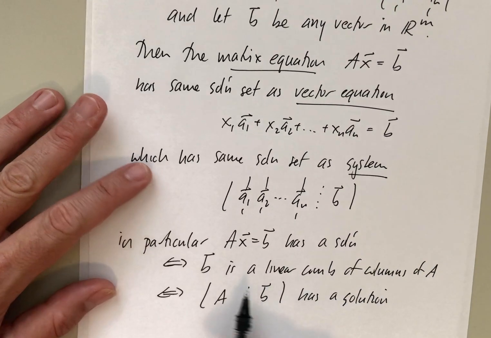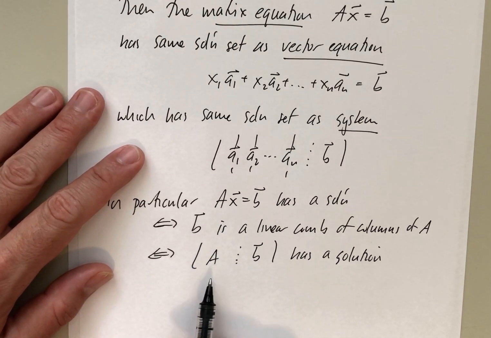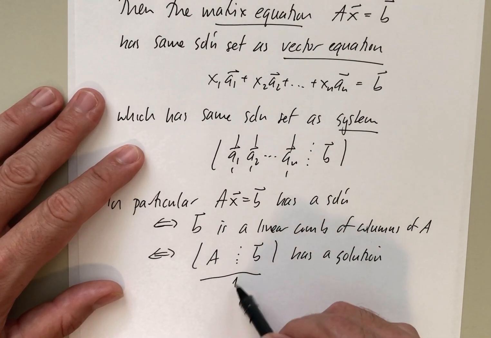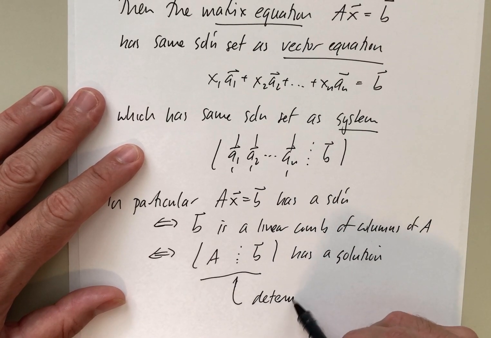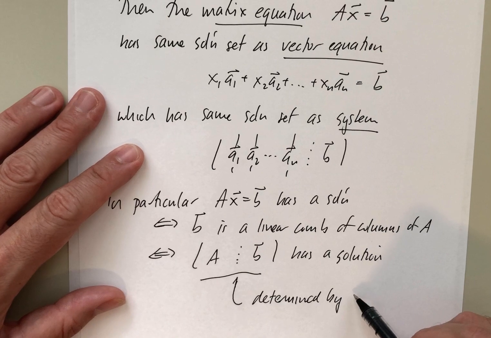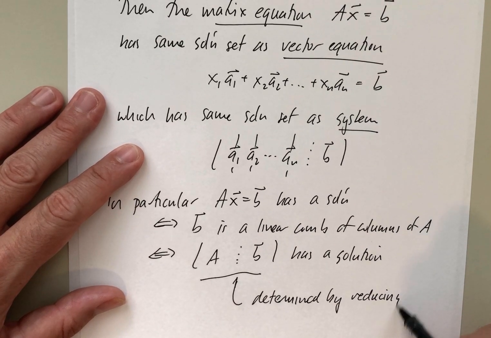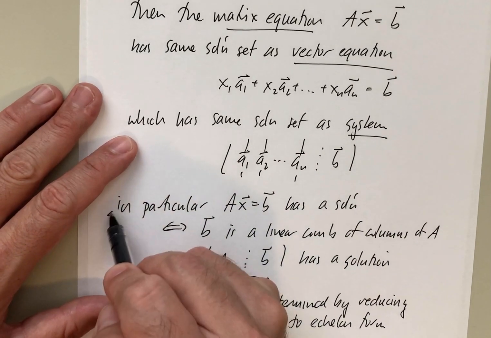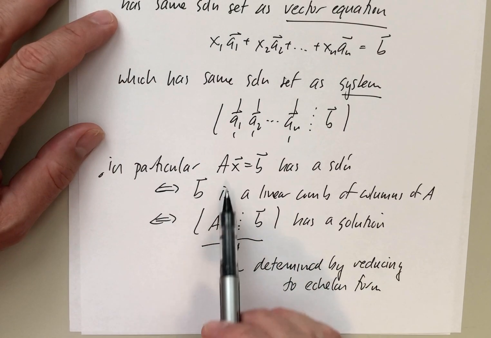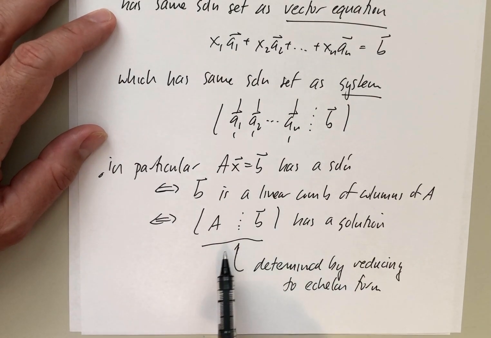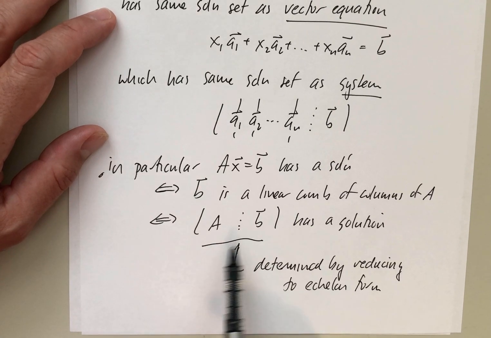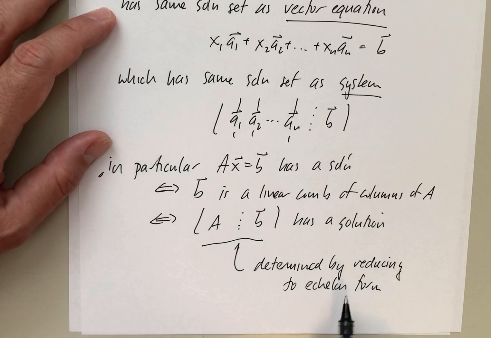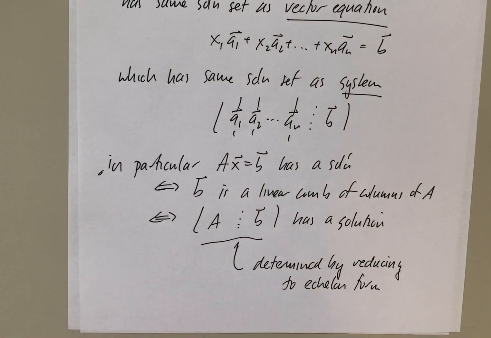And the point of all this is that if I ask you if any of these things have a solution, it comes down to asking whether this system has a solution, and you can determine this by reducing to echelon form. So if I ask you whether any of these has a solution, you do that by considering the system in this augmented matrix, and you reduce to echelon form and do the usual thing. You look for those rows of zeros with something non-zero on the right-hand side. So I'll do an example of that next time. We'll see you then.